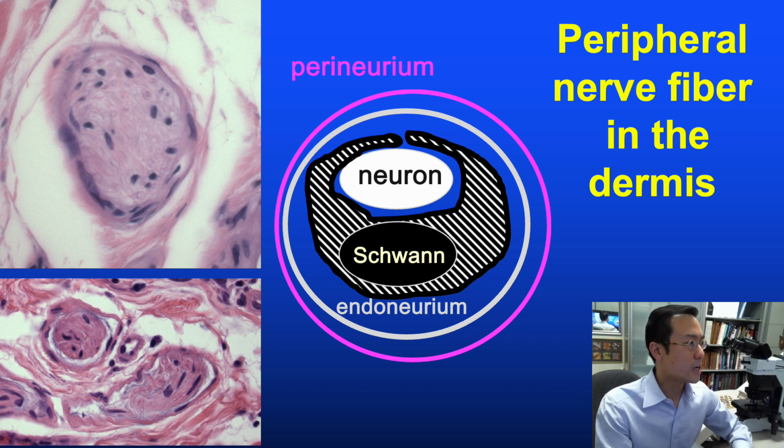eosinophilic fibrillary appearance. And we know that we can't and we don't really need to distinguish between neurons and Schwann cells at the H&E level. There is a surrounding tubular fibrous sheath known as the perineurium, and then in many nerve fibers you'll see an intervening kind of myxoid zone of connective tissue known as the endoneurium.